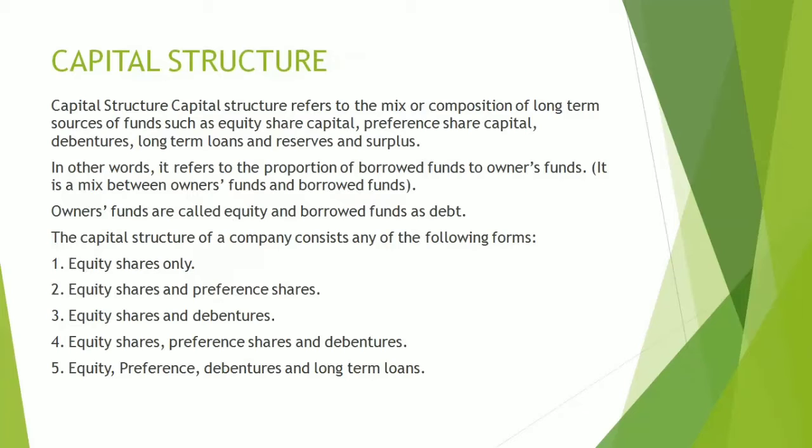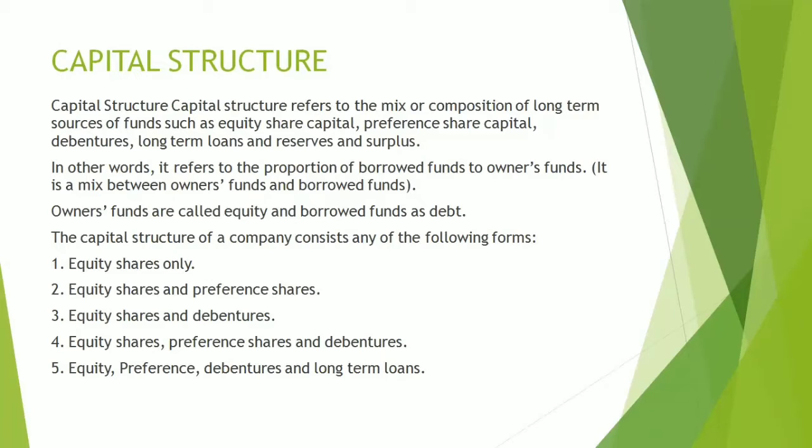So we know a company can raise funds from various sources of fund, say for example from equity shares, preference shares, debentures, long-term loans and reserves and surplus. So when we decide the mixture or composition of all these sources of fund, then it is known as capital structure. So capital structure is nothing but deciding from which sources fund would be collected. In this, we decide the proportion of different sources of fund.